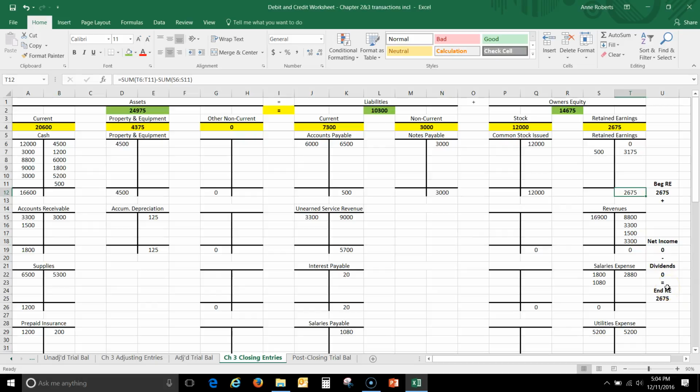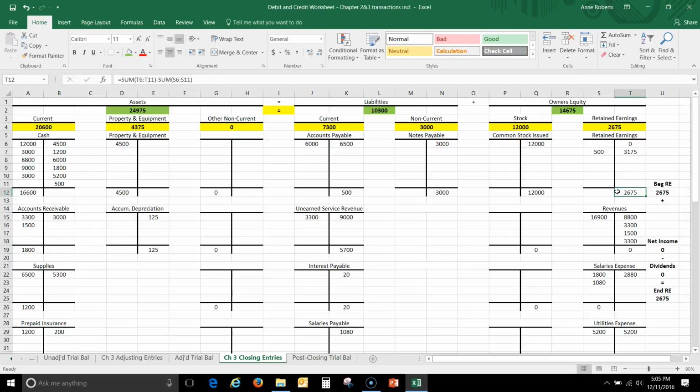Then at the end of the year, we'll close out revenues, expenses, and dividends. We'll roll that up to retained earnings, and we'll get a new ending retained earnings balance for that year that we will carry forward to the next year. Okay? And we'll do that again and again and again.